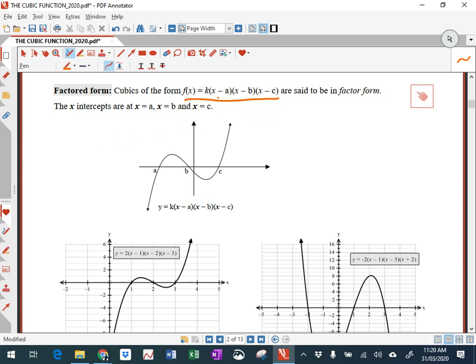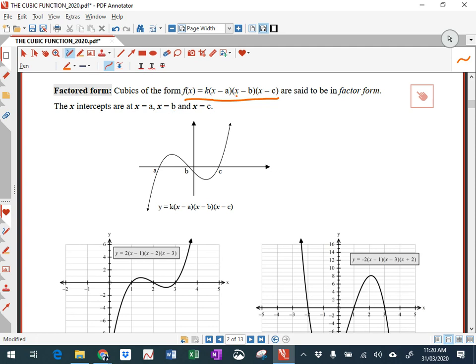Okay, what's so special about this? Well, at x equals a, you have an x-intercept. At x equals b, you have an x-intercept. At x equals c, you have an x-intercept. Now, how come? Well, it's because if you put x equals a into the first bracket there, you're going to get a minus a, which is 0. And 0 times whatever is in the other brackets is 0.